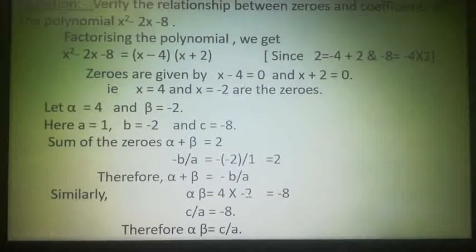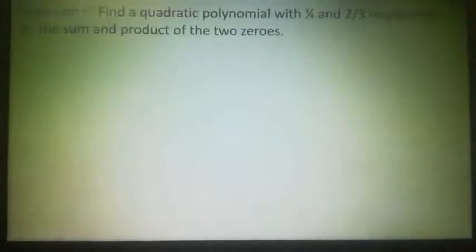Now go for the second one. Similarly, alpha into beta. Alpha is 4, beta is negative 2. So 4 into negative 2 is negative 8. And find out c by a. c by a, the constant term is negative 8, by a which is 1. So it is negative 8 by 1, which is negative 8. These two are equal. So we get alpha beta is equal to c by a. So these two relations are verified. Okay. So remember the method. Now, one more question we'll go for.